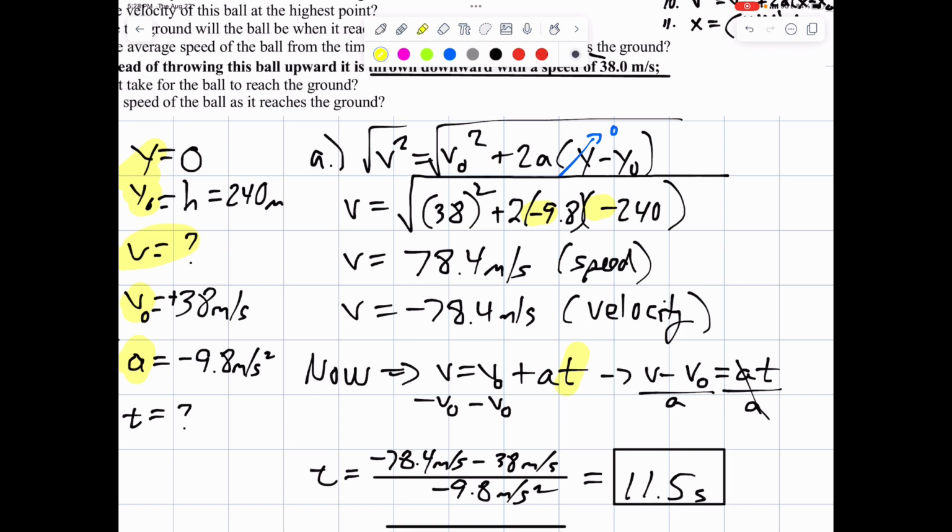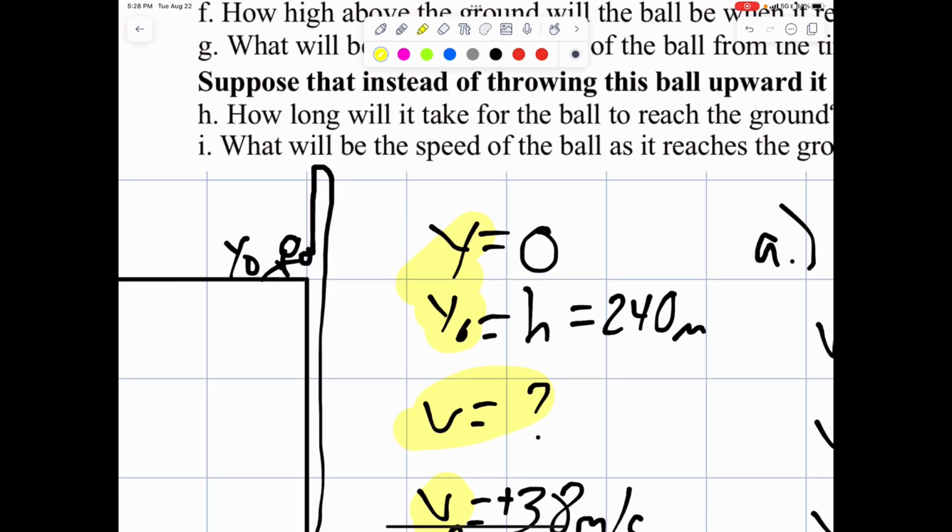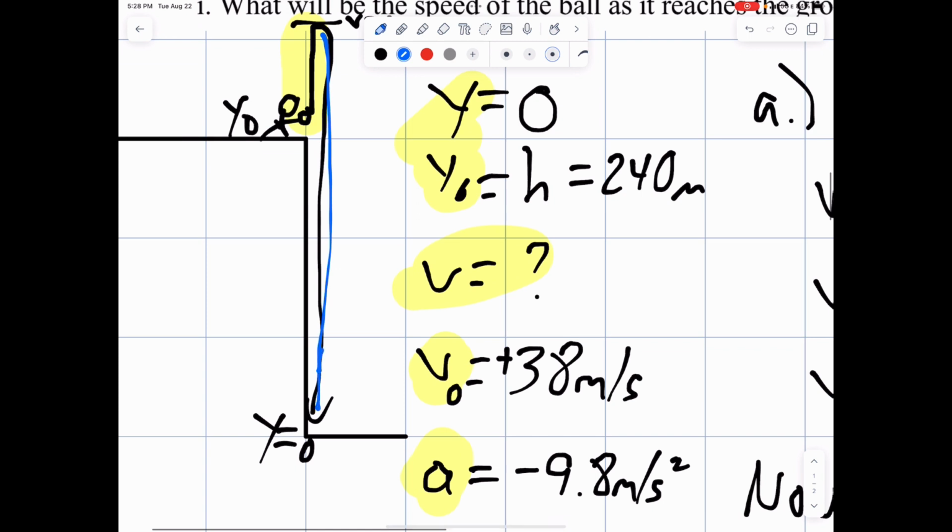Okay, now keep in mind, this is not the only way we could have done this problem. Okay, it's the way I chose to do this problem. Another way we could have done this problem is we'll take it into 2 parts. Find the time it takes to get to the top, knowing that the speed at the top equals 0, and then find the time it takes to go down from the top. Okay, and then add those 2 times together. That would have worked as well.